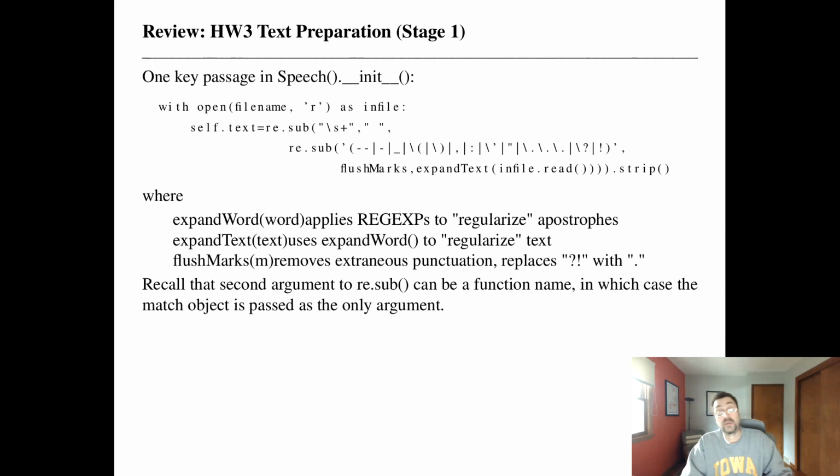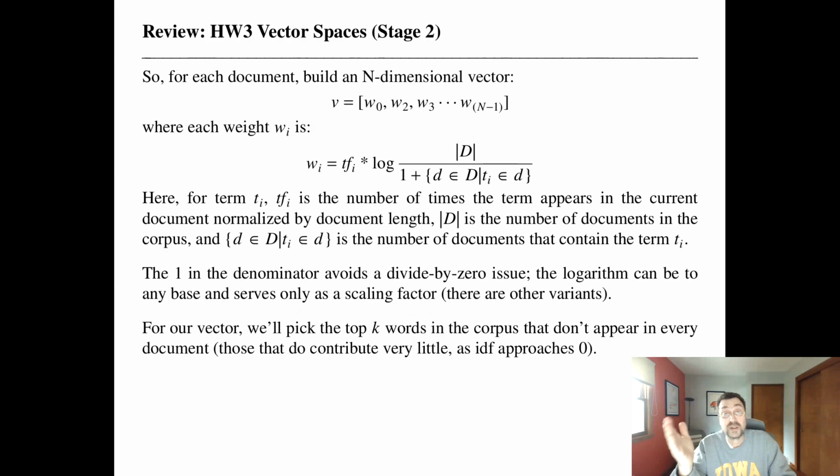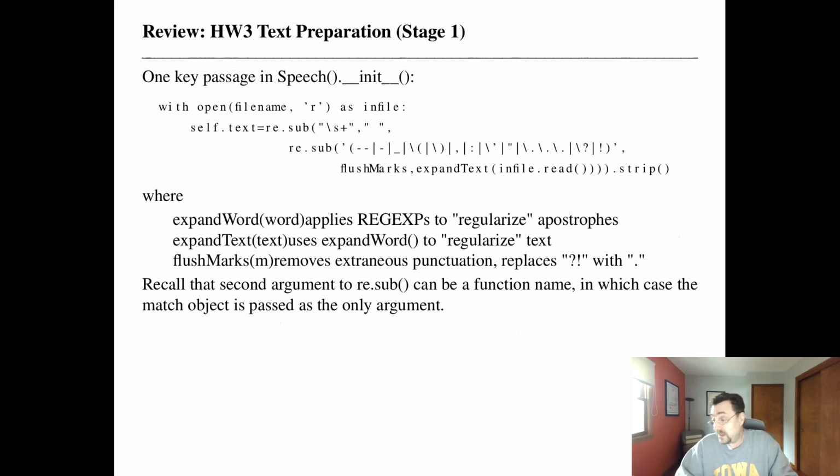Okay, the rest of the lecture I spent reviewing homework 3, and in fact I talked a little bit about the homework 3 text preparation stage. There were 3 stages in the homework, you recall. The text preparation stage, followed by the vector space calculation stage, followed by the unknown identity stage.